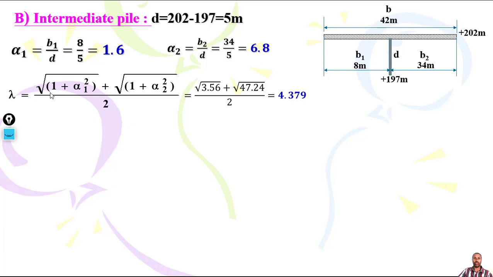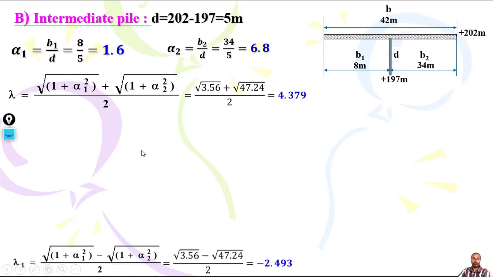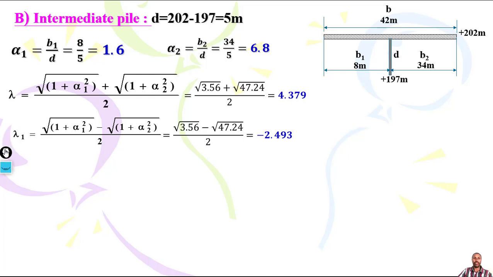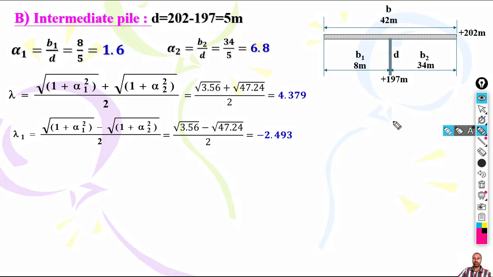Then lambda, you should have this empirical equation, the square root of 1 plus alpha 1 squared plus 1 plus alpha 2 squared. Then you get this result. Then you have again lambda 1, which is 1 plus alpha 1 squared minus 1 plus alpha 2 squared, over 2. You get this result. So we are just computing this.